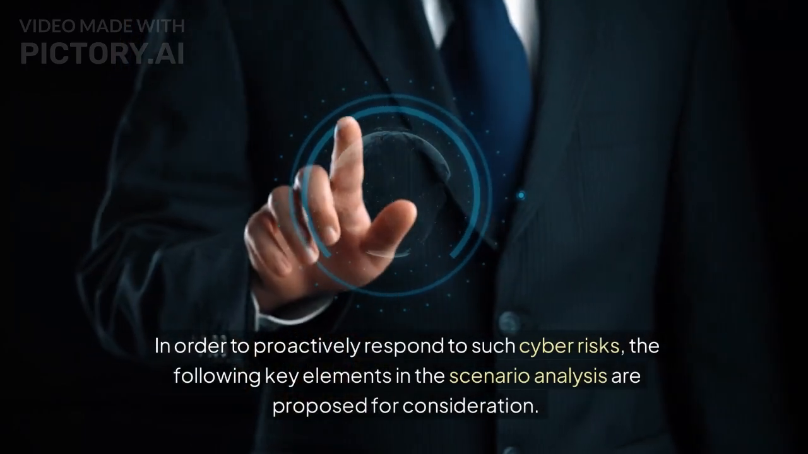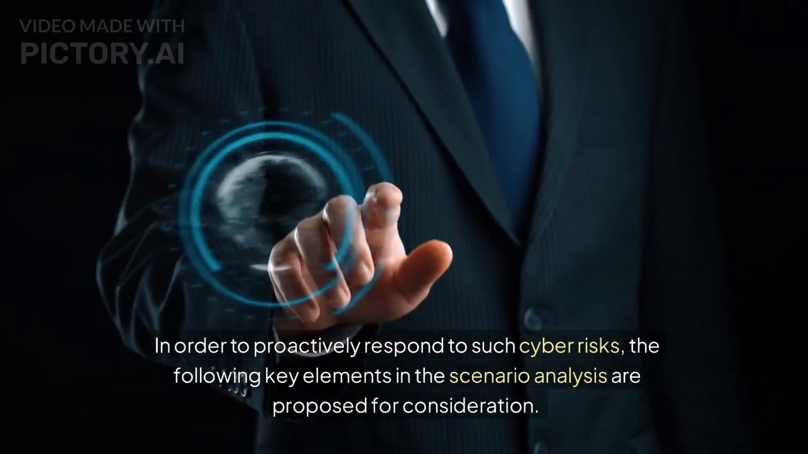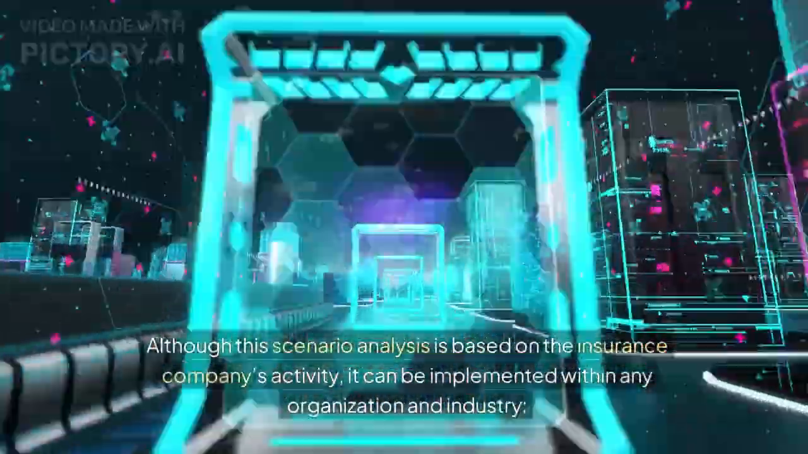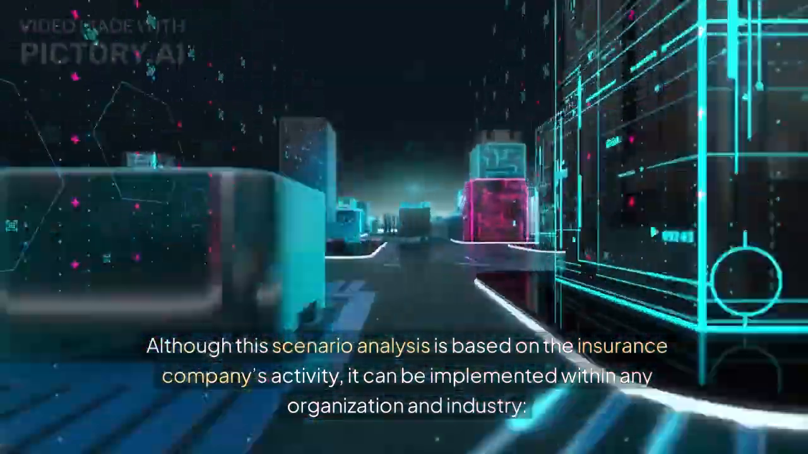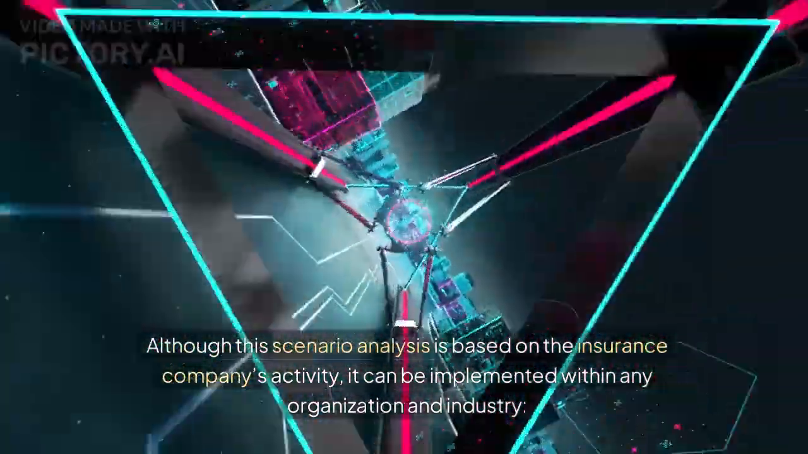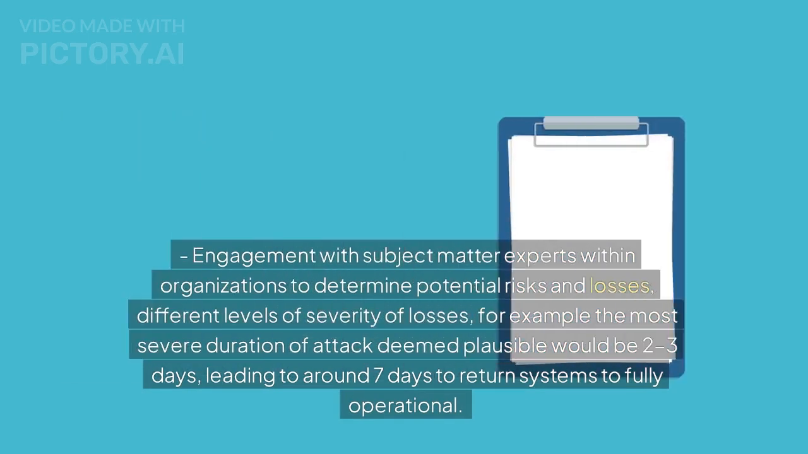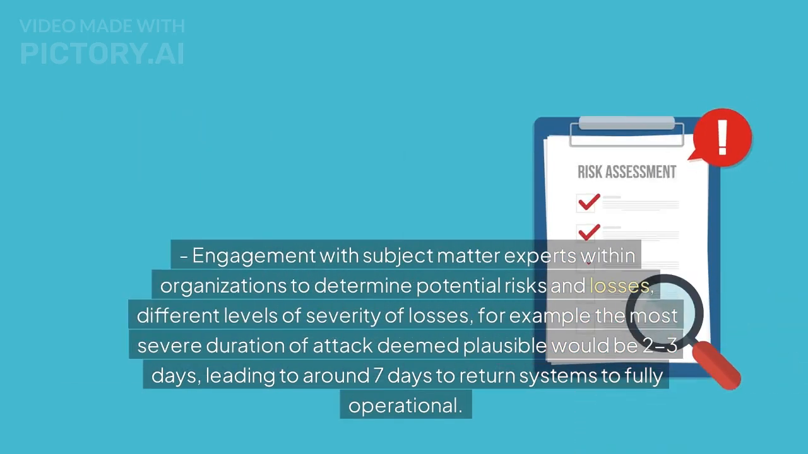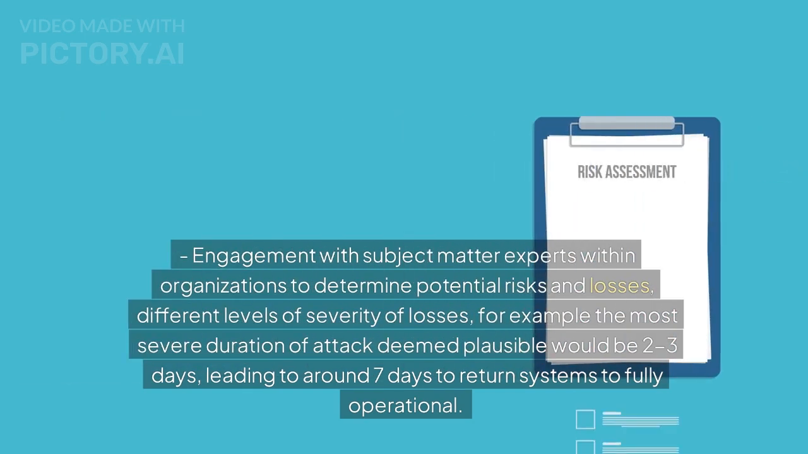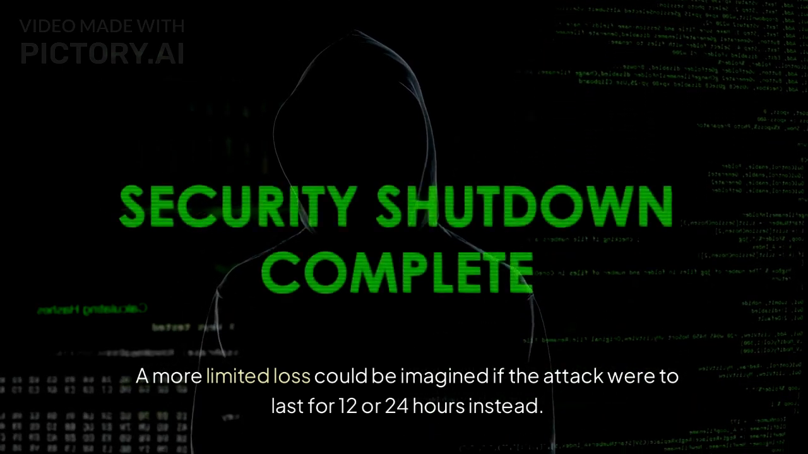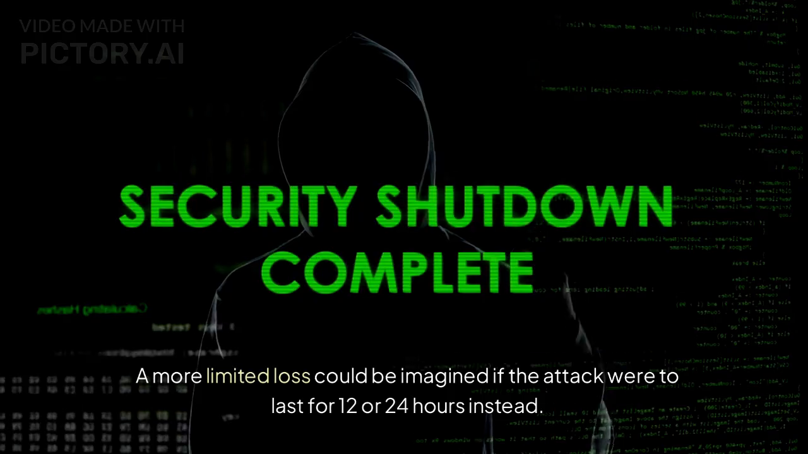In order to proactively respond to such cyber risks, the following key elements in the scenario analysis are proposed for consideration. Although this scenario analysis is based on the insurance company's activity, it can be implemented within any organization and industry. 1. Engagement with subject matter experts within organizations to determine potential risks and losses. Different levels of severity of losses. For example, the most severe duration of attack deemed plausible would be 2 to 3 days, leading to around 7 days to return systems to fully operational. A more limited loss could be imagined if the attack were to last for 12 or 24 hours instead.